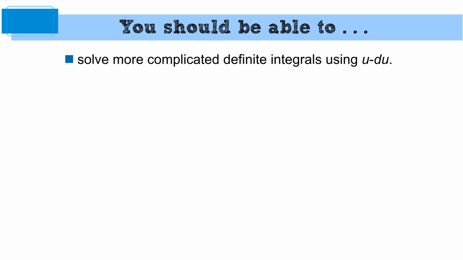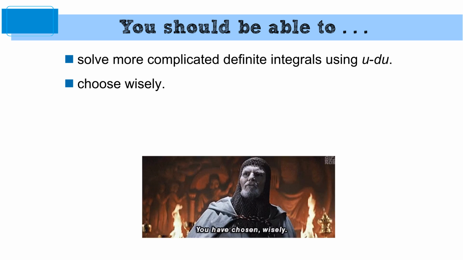Okay? So we're going to use u-du to solve more complicated definite integrals. In particular, this comes into play when we're dealing with problems that would typically be perceived as chain rule problems for integrals. You're going to learn to choose wisely. I'll explain that in a little bit. If you choose wisely, the problem is doable. If you don't choose wisely, it won't be doable.